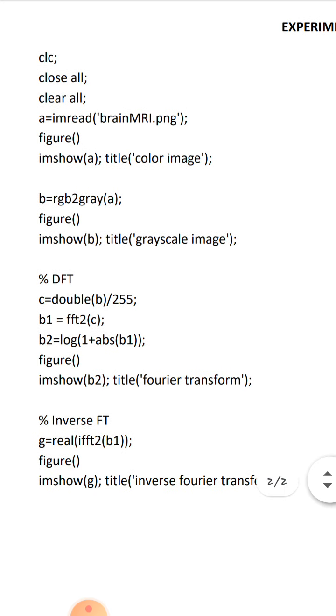And now we are converting the RGB to gray. So B equal to RGB to gray of A, and you are plotting it in a separate figure of IM show of B, title grayscale image. So you have taken an RGB image and now you are plotting the grayscale image. So input image, grayscale image, 2 images are done.